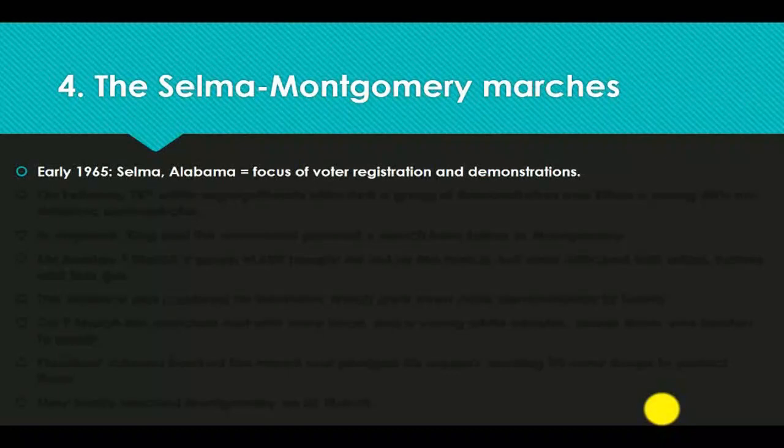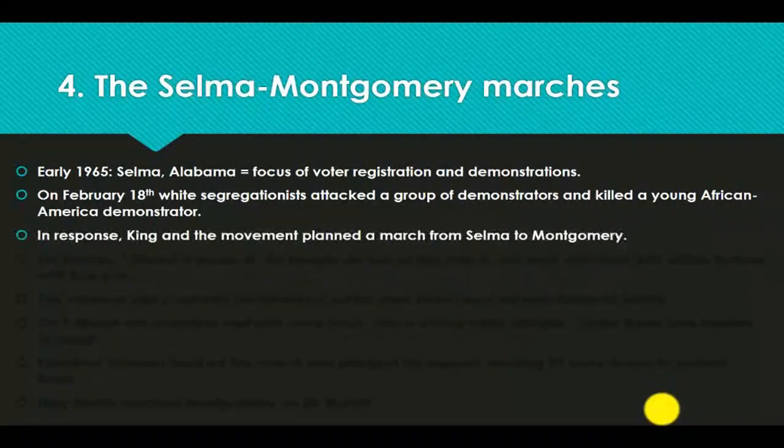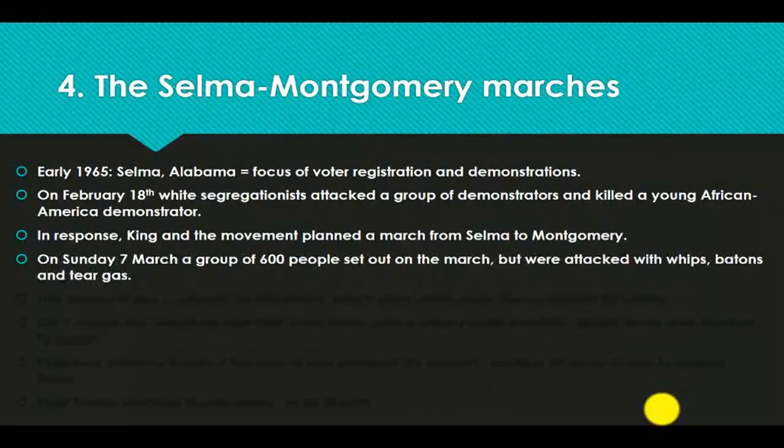We also have the Selma to Montgomery marches. In early 1965, Selma in Alabama was the focus of voter registration and demonstrations. On February the 18th, white segregationists attacked a group of demonstrators and killed a young African-American demonstrator. In response, King and the movement planned a march from Selma to Montgomery, and on the 7th of March, a group of 600 people set out on the march, but they were attacked with whips, batons, and tear gas.